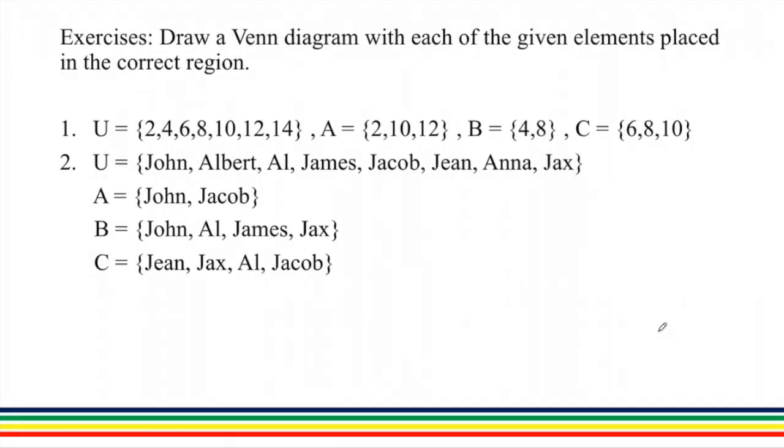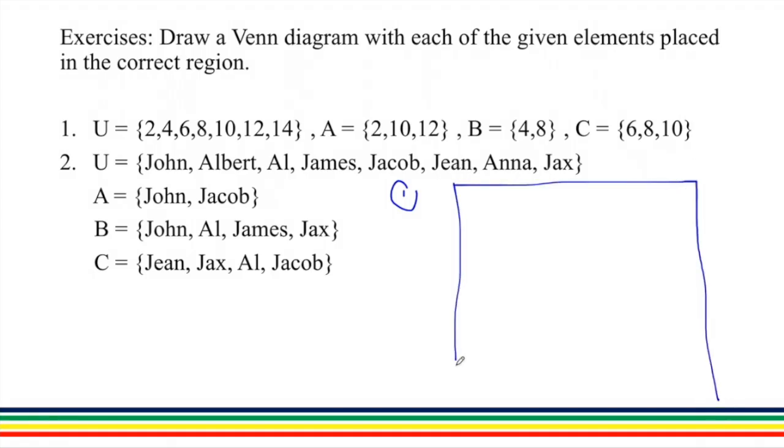All right, let's draw a Venn diagram with each of the following elements placed in the correct region. Number 1: the universal set is 2, 4, 6, 8, 10, 12, 14. A is 2, 10, 12. B is 4, 8, and C is 6, 8, 10. For number 1, the solution is, first, let's make a universal set. Then let's say this is A.